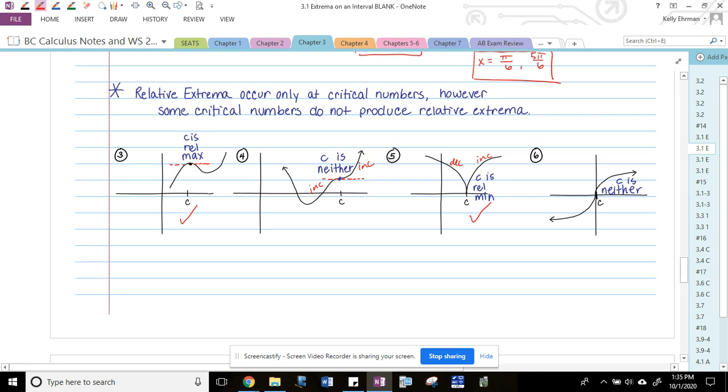And something like maybe the cube root of x graph that has a vertical tangent here at the c value at 0. The graph is increasing and then increasing. So even though I found a critical number where the derivative was undefined, it doesn't equate to a relative max or min. So finding critical numbers is only half the battle.